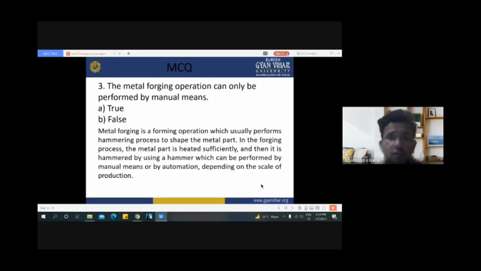The third multiple choice question is: the metal forging operation can only be performed by manual means. No, it is not only performed by manual means. It is a forming operation which usually performs a hammering process to shape the metal part, because we have seen that in the forging process we use either an open die or a closed die, followed by mechanical force or hydraulic force.